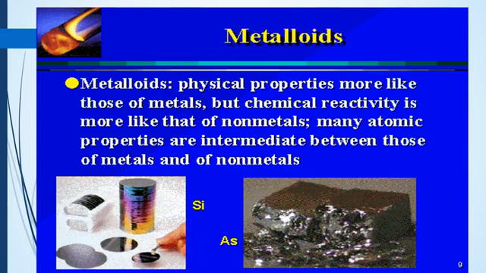What are metalloids? Metalloids have physical properties more like those of metals, but chemical reactivity more like that of non-metals. Many atomic properties are intermediate between those of metals and non-metals. Actually, these are not metals or non-metals. They are in between. They are intermediate between a metal and a non-metal.